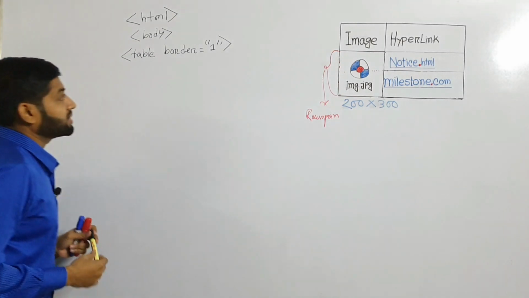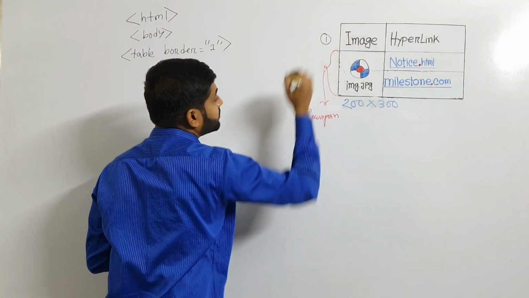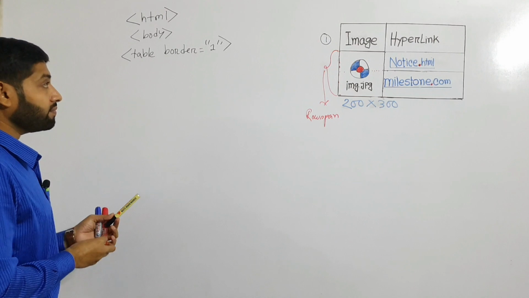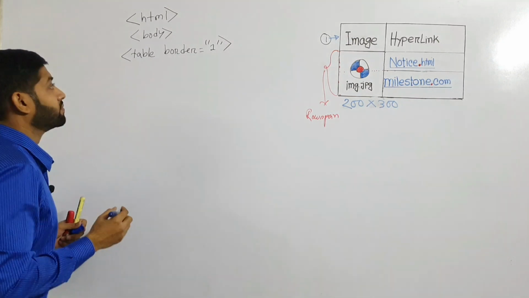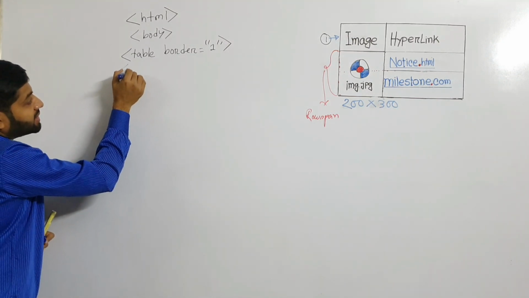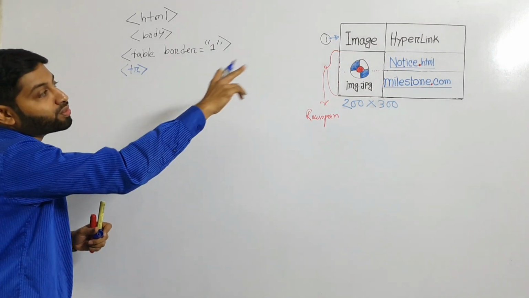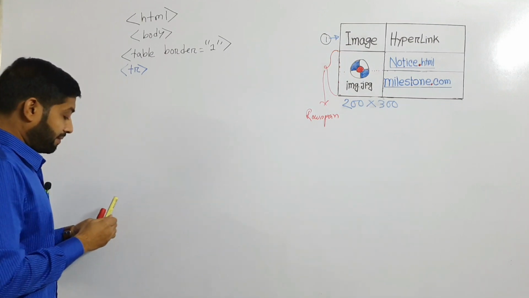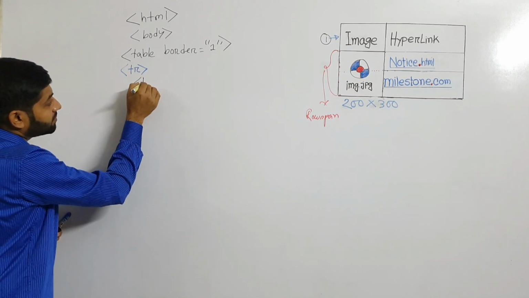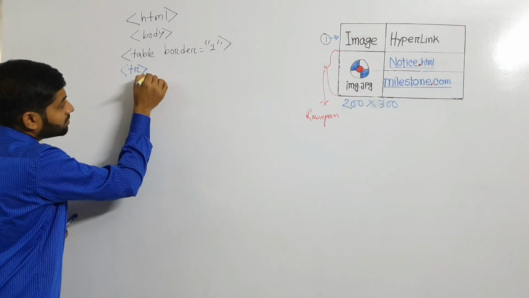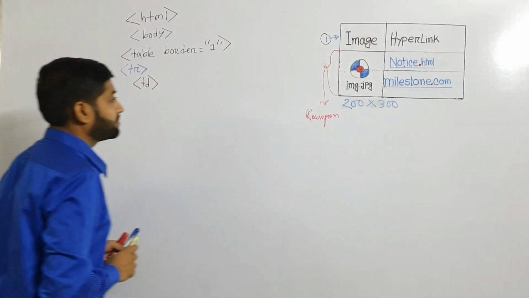So now I am going to start with the row. This one, the first row. A table row starts with TR, table row. Then I have to initiate the two columns of the first row. For a column we have to write TD, table data. In this first TD, what do we have? Image.